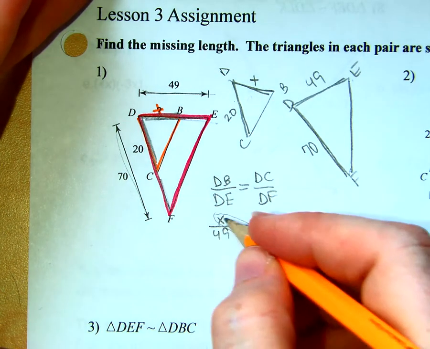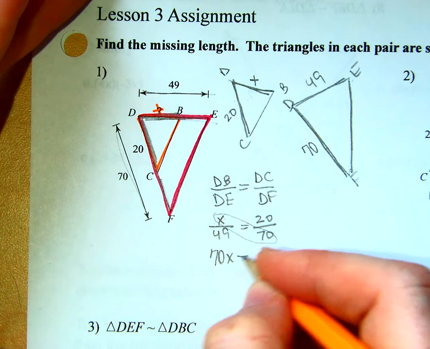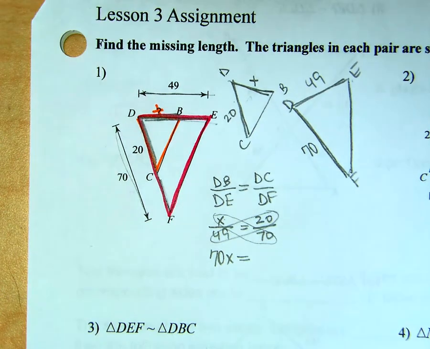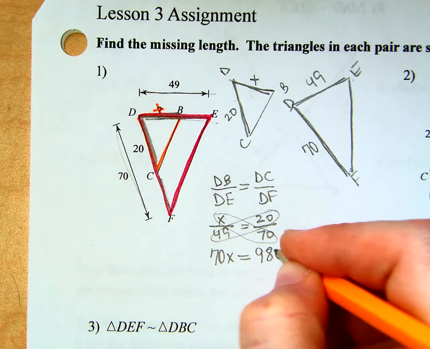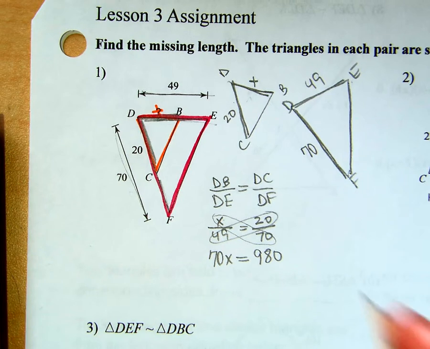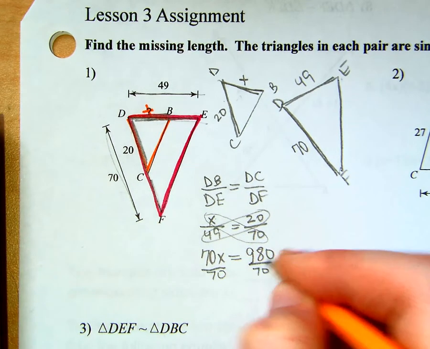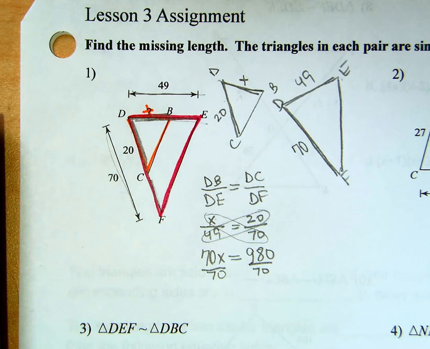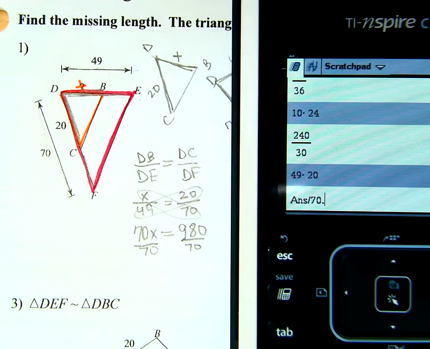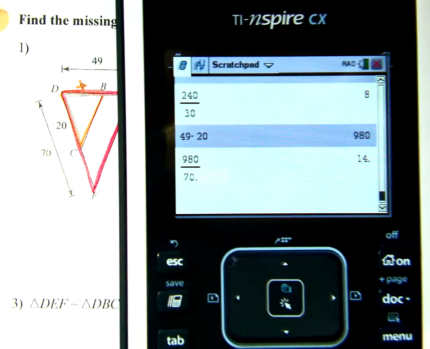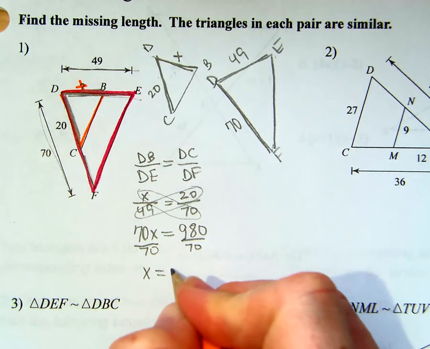So cross product here, X times 70 is 70X. And then 20 times 49, I'm actually going to use a calculator so I don't mess this up. Let's see, here we've got 49 times 20. And we get 980. And then I divide by 70. And remember, if you want a decimal answer, as I'm typing this in the calculator, I'm going to put a decimal at the end of it and hit enter. And I'm going to get 14. Okay? So X is 14.